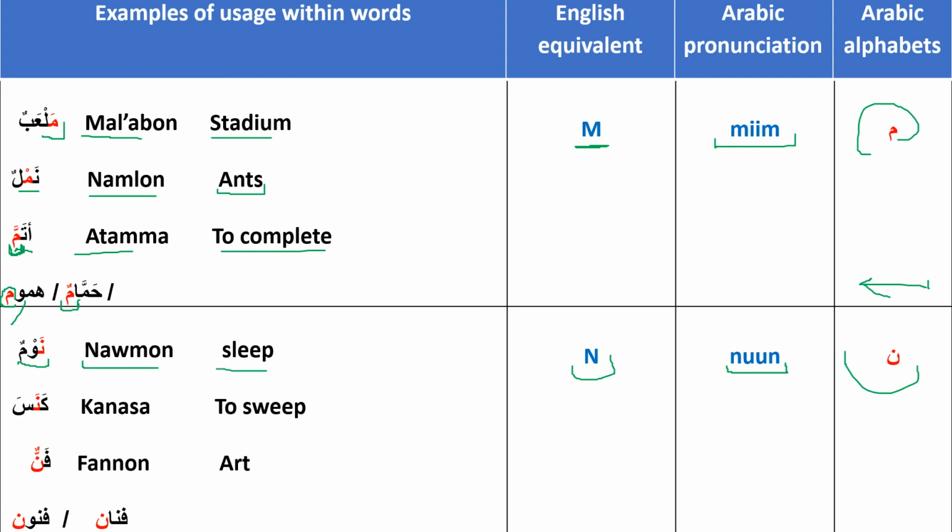as a noun. If you are to write it in the middle of the word, it must be attached to the letter that comes before it and to the letter that comes after it, like in the word here, kanasa, which means to sweep. The last, if you are to write it at the end of the word, of course, it is attached to the letter that comes before it, but there is no letter after it, so it looks like its original shape, fannun, as an example, which means art.